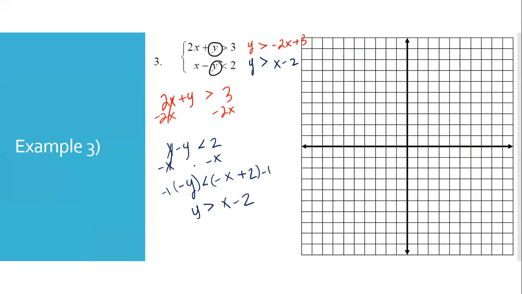And now I can graph them. So I'm going to graph x minus 2 since I already have the blue going. So this tells me that my line is dotted. And I'm going to be shaded above. This tells me my slope equals 1 and my y-intercept where I begin is -2. I'm going to go to -2 and create my line.